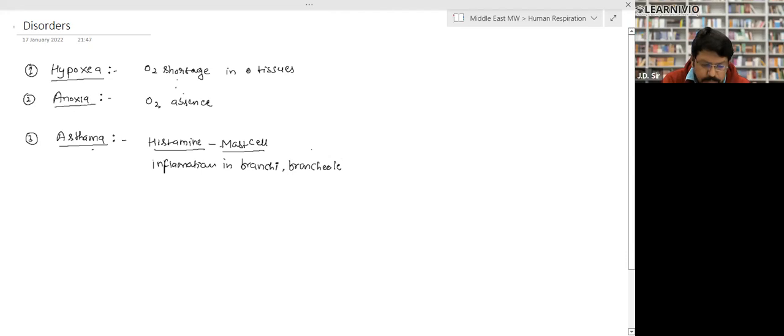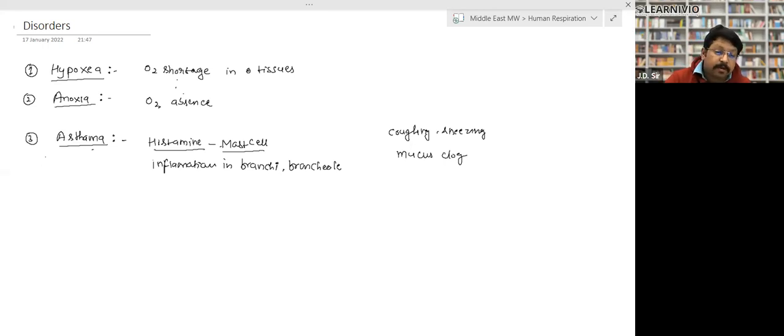Symptoms: coughing, sneezing, and an excess amount of mucus clogging inside the lungs, right?